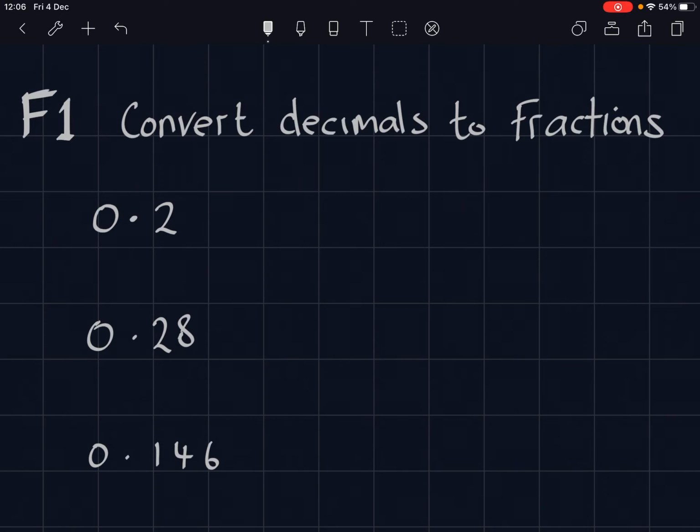This video is about converting decimal numbers into fractions. So we've got 3 examples to take a look at. So let's start with 0.2.